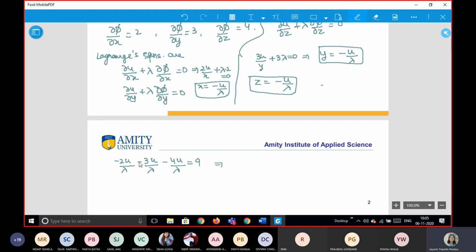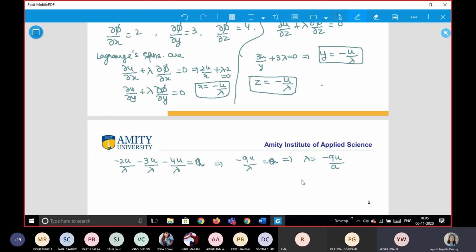This means 2, 3, 5 plus 4, 9. You are getting minus 9u by lambda equals to 9. That means lambda is, this is A, na? 2x plus 3y plus 4. Yes, ma'am. A. I thought it is 9 and I was about to cancel it. So lambda is equal to minus 9u by A. Just check.